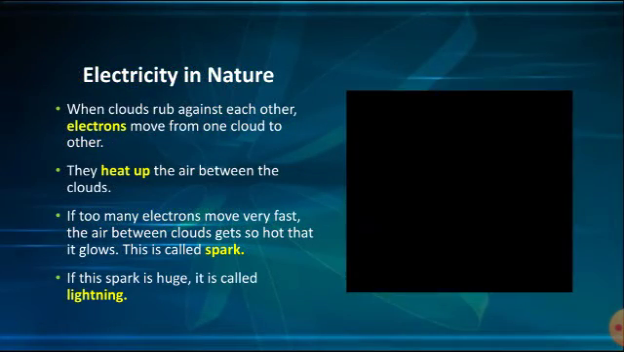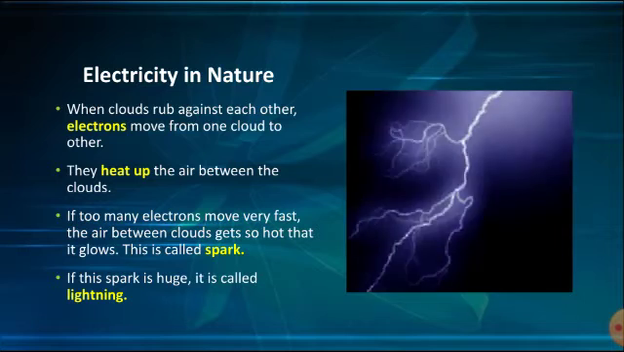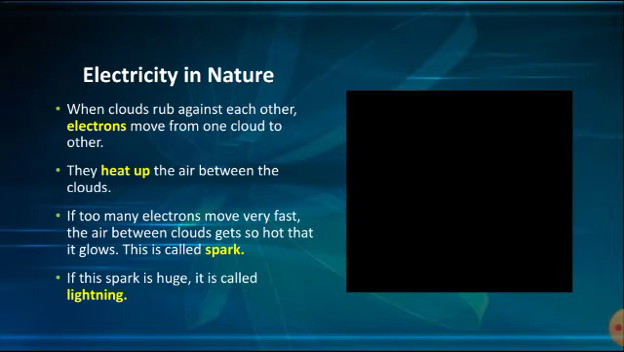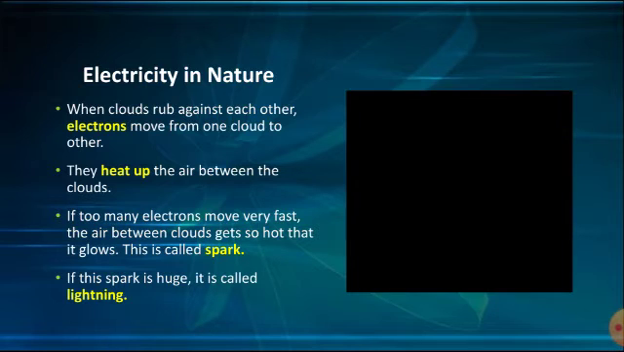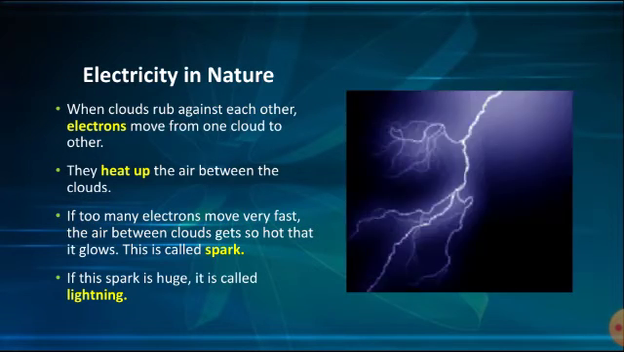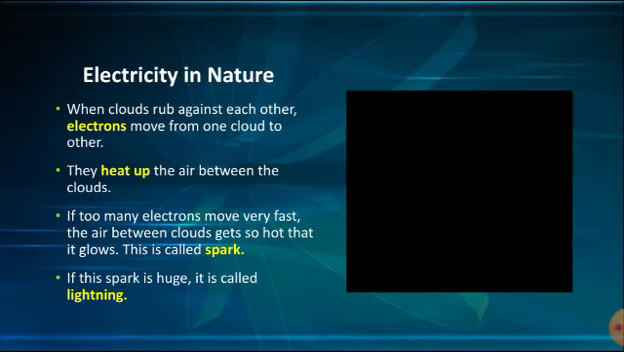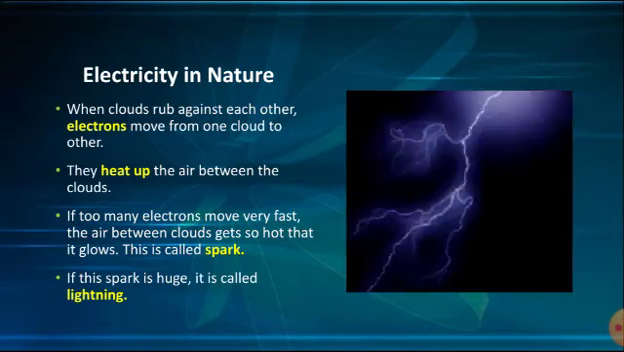Electricity in nature. When clouds rub against each other, the electrons move from one cloud to another. They heat up the air between the clouds. If too many electrons move very fast, the air between the clouds gets so hot that it glows. This is called a spark. And if this spark is huge, it is called lightning.